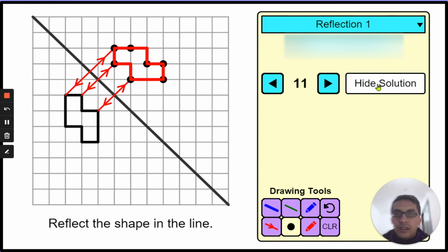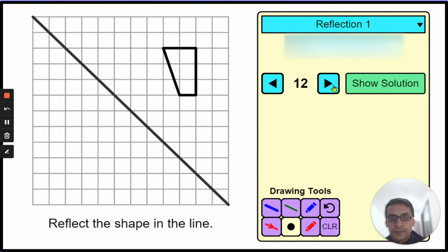And you can see, except for the last one, this one here, you can see it's going to be 1, 2.5, half, 1, 2. So there's your reflection. Okay, example 12. Have a go. I'll show you the answer in a second.